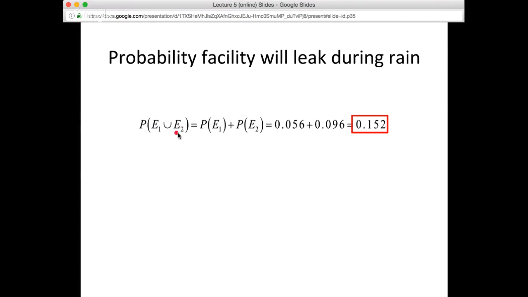We know from our previous analysis that events 1 and 2 are mutually exclusive, and so we don't have to worry about the cross product term in our addition rules. So we can just write the probability of E1 plus the probability of E2, which we've computed, and that gives us this final result. So during any rain event, there's a 15% chance roughly that there will be a leak.